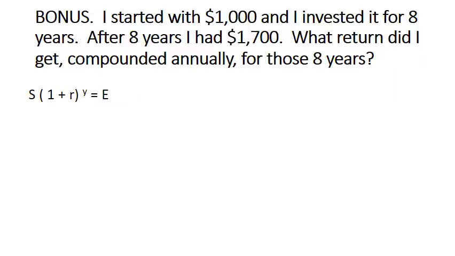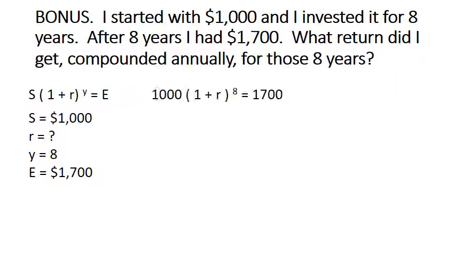So we have our equation, S times (1 plus R) raised to the Y equals E. And this time we don't know R. Like I said, I promise you there's going to be one of these questions where you're going to have to figure out R. So we know S, we're starting with $1,000. We know Y, we're going to do this for 8 years. And we know E, we're going to end with $1,700. What is R? So we put all those numbers into the equation and we have 1,000 times (1 plus R) raised to the 8th equals 1,700.